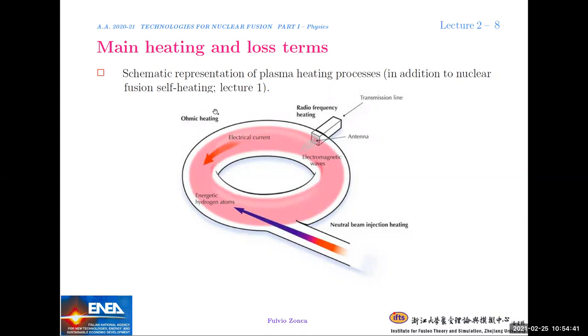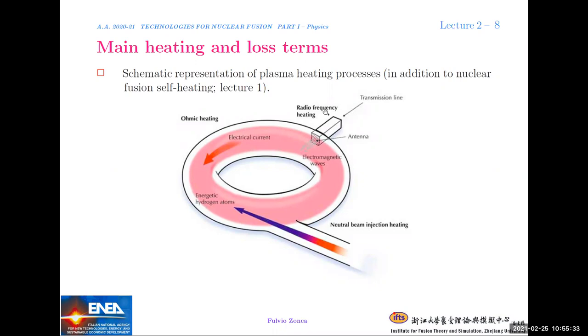So in addition to ohmic heating, which is always present by the fact that there is a current and there is a plasma, we do have additional heating schemes, not only external. One possibility is radio frequency wave heating. Typically, the scheme is that you have a transmission line, an antenna interfacing with the plasma, and radio frequency waves are launched inside the plasma. Why radio frequency? Because these are waves typically from a few hundred, 100 megahertz, up to gigahertz, and even more, 100 gigahertz. So this is the range of radio frequency. That's why it is called radio frequency heating.